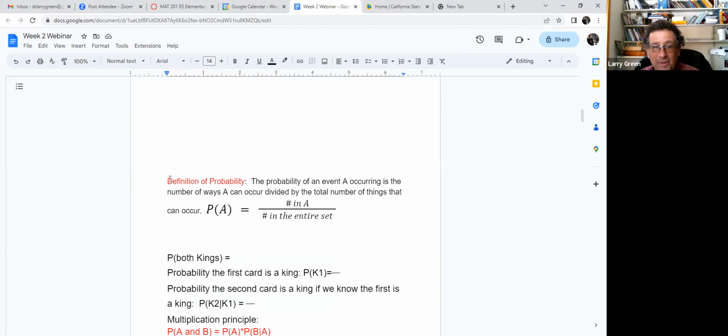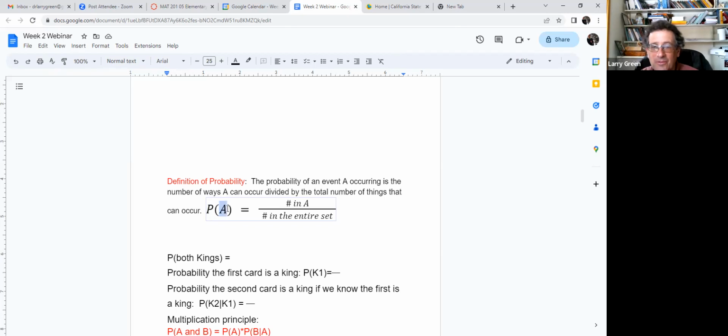So here is the formal definition of a probability. The probability of an event A occurring is the number of ways A can occur divided by the total number of things that can occur. Notice divided by means you have a fraction. And the symbol we use for probability, mathematicians are pretty boring, we just use P because that's the first letter of probability. So we always use capital P for probability. So P, and then you do parentheses, and then you write down the letter for the event. In this case, it's just A.